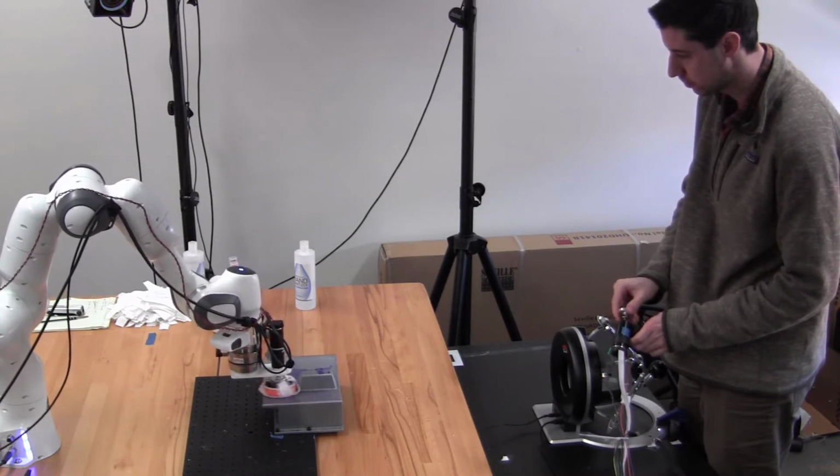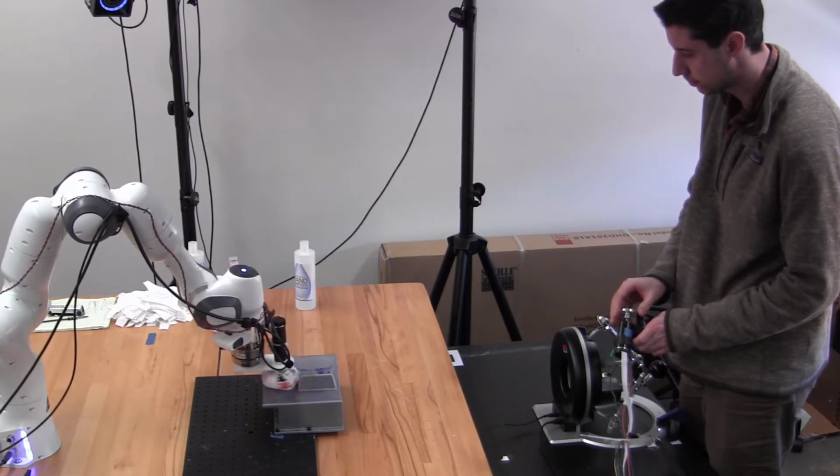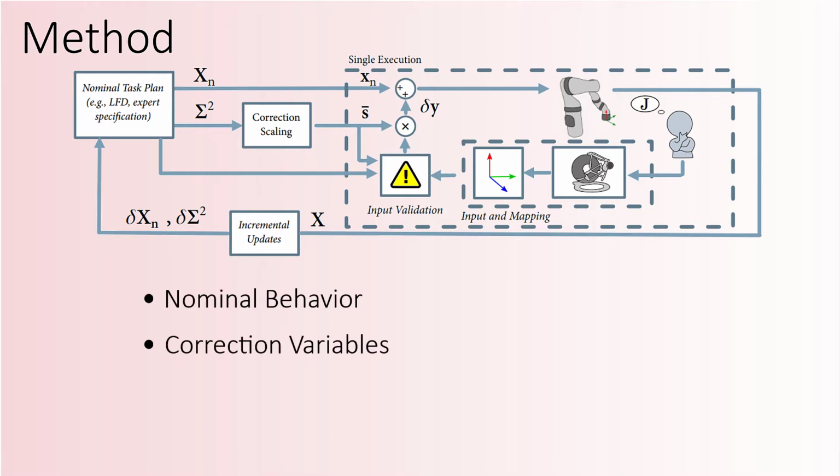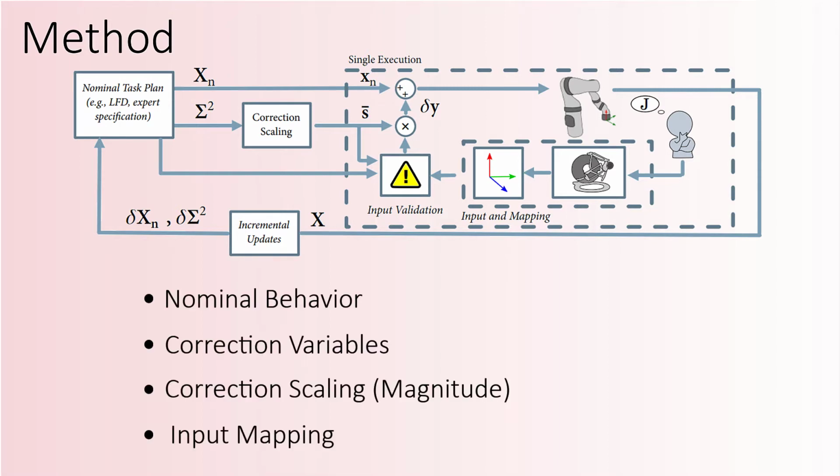An effective corrective shared autonomy system allows corrections across a range of state variables dictated by the needs of a given task. In this work, we present a method to automatically infer the nominal behavior, correction variables, scaling, and input mapping of a low degree of freedom corrective input.